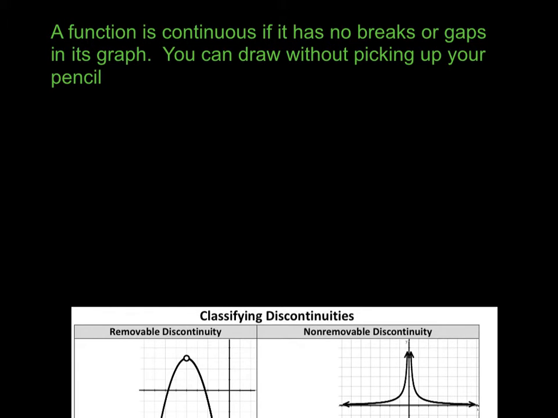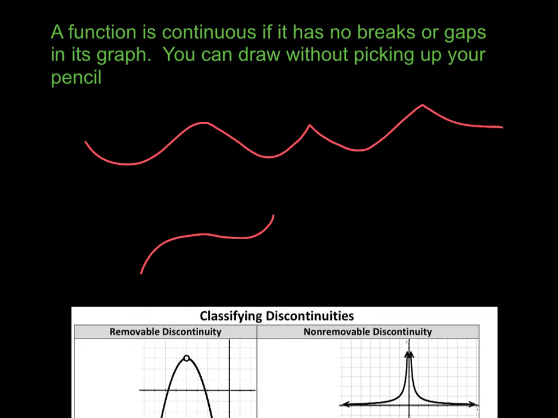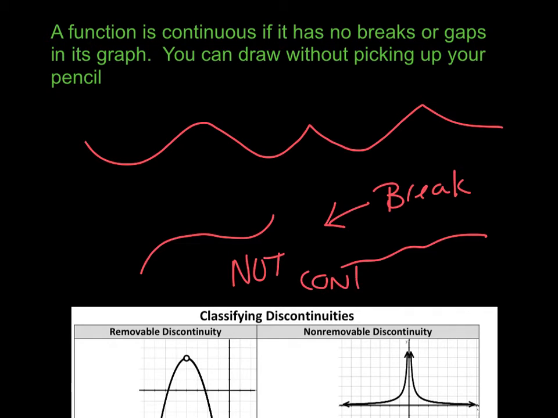But hopefully you're thinking to yourself, okay, it has no breaks or gaps in its graph. So something like this that I can draw without picking up my pencil, that is continuous. You saw me draw it, I didn't pick up my pencil. But if it has a break, so maybe I go like that, and I pick up my pencil and restart it over here, it has a break. So I would say this is not continuous. And that's as simple as I want you to think of it for now.